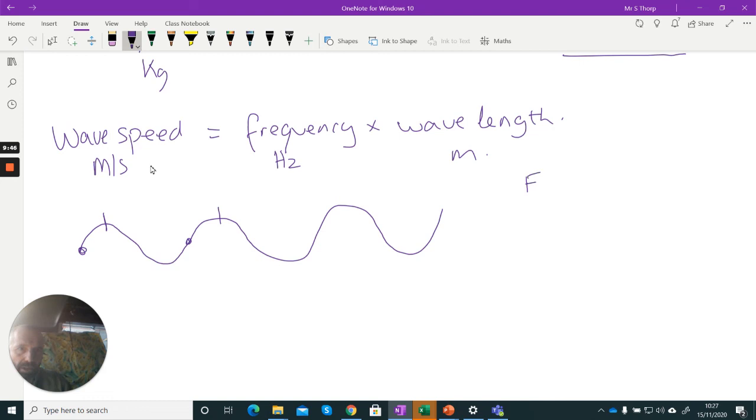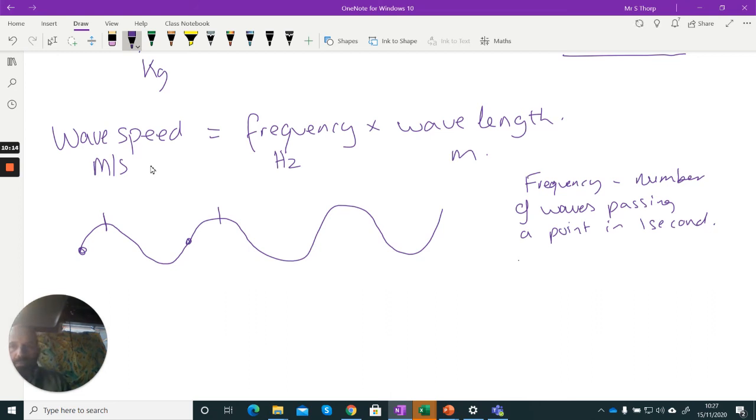So frequency is the number of waves passing a point in 1 second. Or it can be written as the number of vibrations in 1 second.